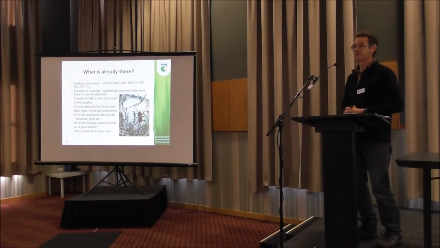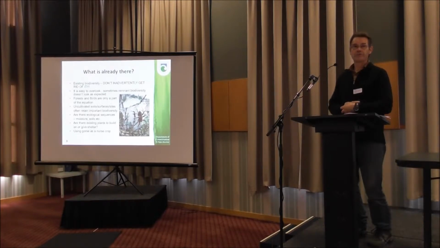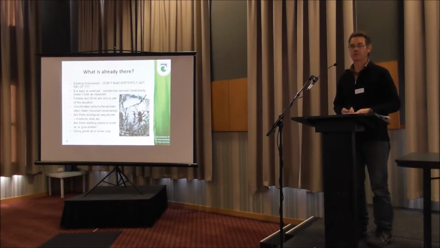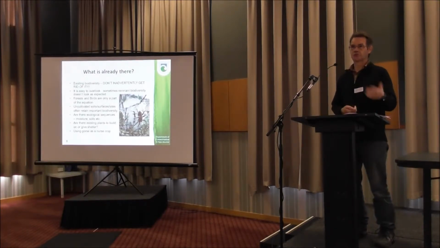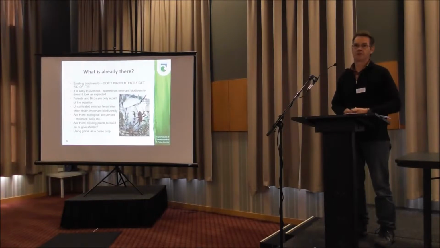Another thing is being really aware of what you've got on that site already. So if there's existing biodiversity, you want to work with it and enhance it. You need to be cautious that you're not getting rid of what's already there. One example I see quite often is when people put in a pond, they put it in the wettest place in the paddock, and it's probably got native vegetation already there. So you can destroy the native vegetation you've got to create, you know, destroy one habitat to create another, really.